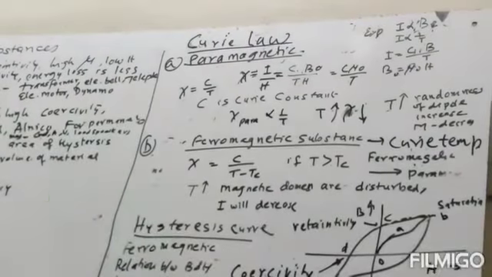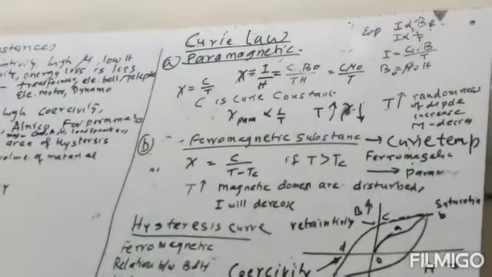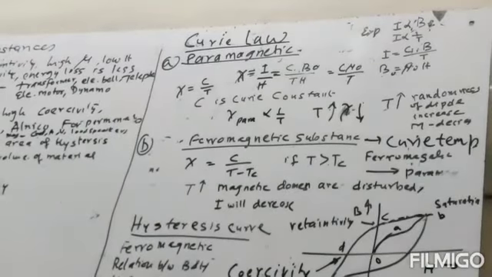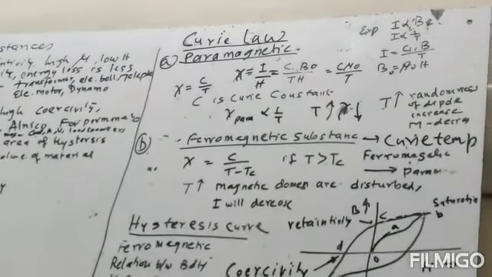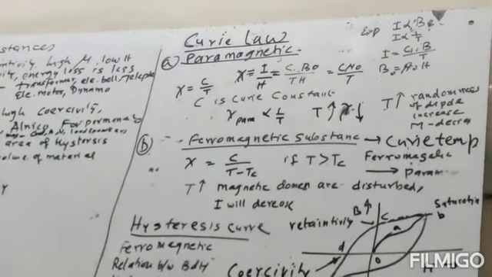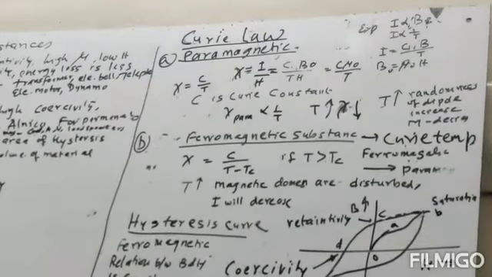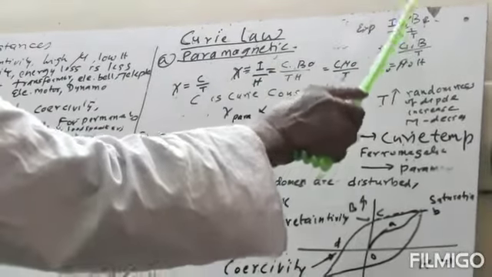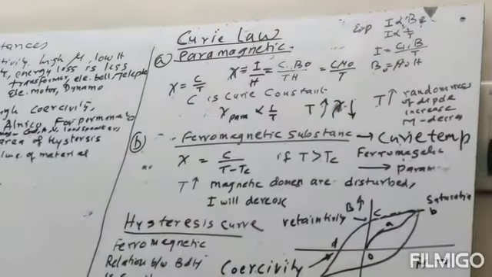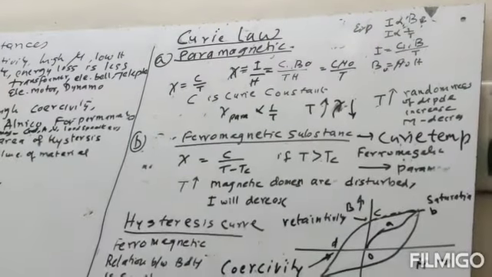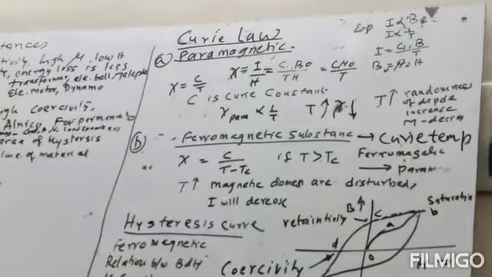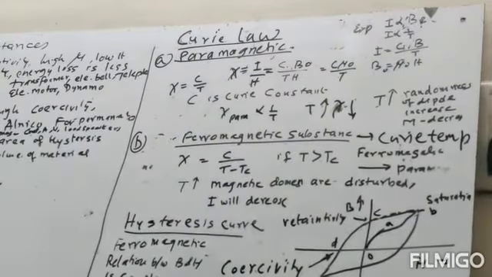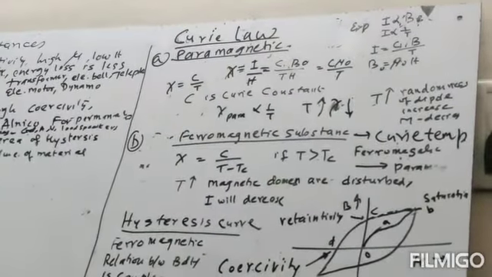Curie law, first for paramagnetic substance. When we put the paramagnetic substance in the magnetic field, then the intensity of magnetization I is proportional to the external magnetic field B. It is found experimentally that I is also inversely proportional to the temperature, 1 by T.